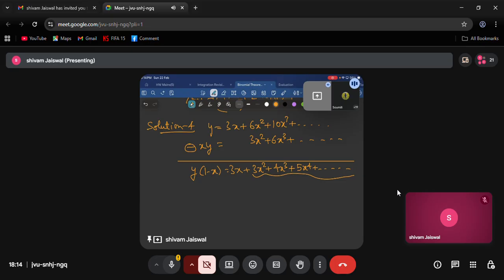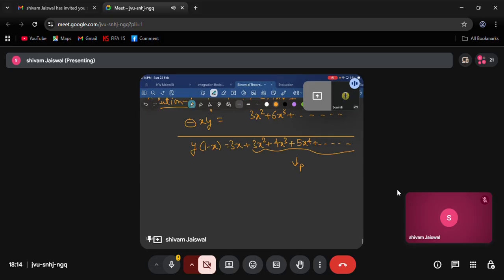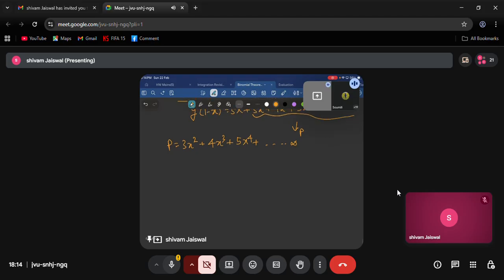Let us simplify this AGP series. Let us call this P. So P is equal to 3x square plus 4x cube plus 5x to the power 4 plus dot dot dot up to infinity. Common ratio is x. So we used to multiply by x and then subtract. Do you remember?